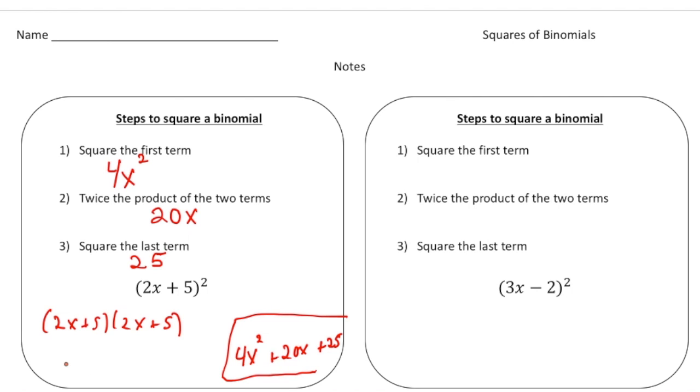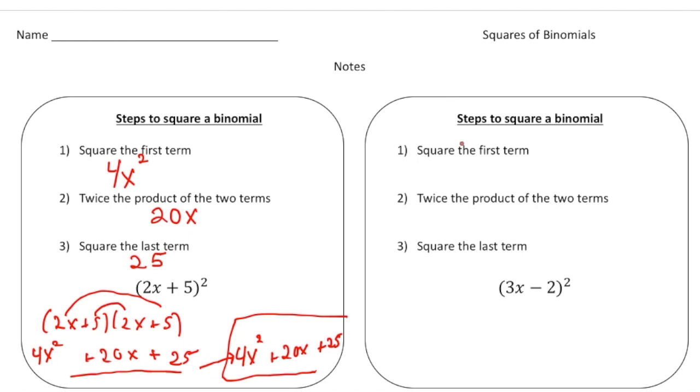Now let's actually multiply these two out the long way to see that we get this. If we do FOIL, 2x times 2x gives us 4x squared. The last terms, 5 times 5, gives us the 25. And now if we multiply the inside terms and the outside terms, 5 times 2x is 10x, and 5 times 2x is 10x. If I combine them, we get the 20x. And look at that, this right here is the same as right here. So anytime I want you to square a binomial, just follow these 3 steps and you can do that.